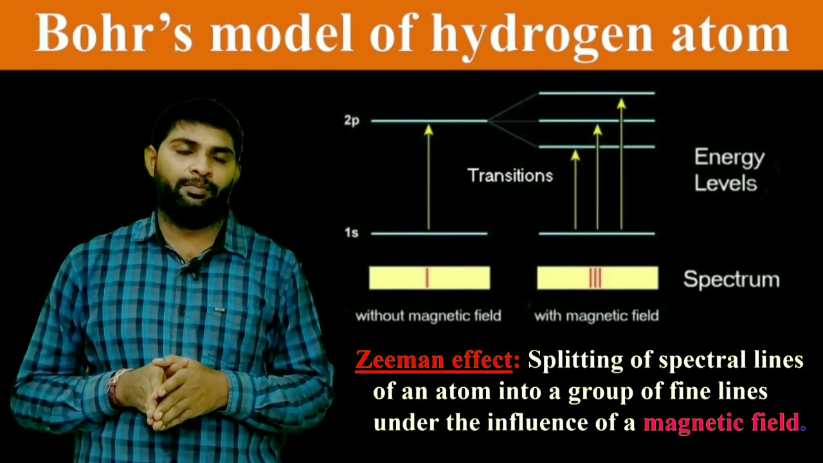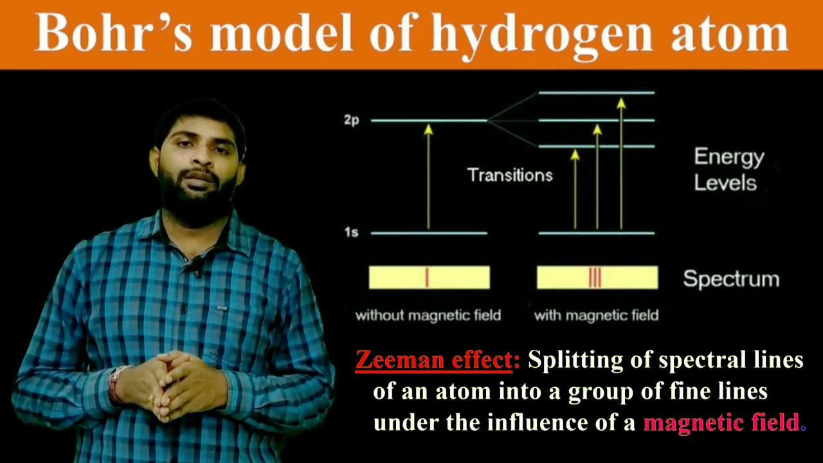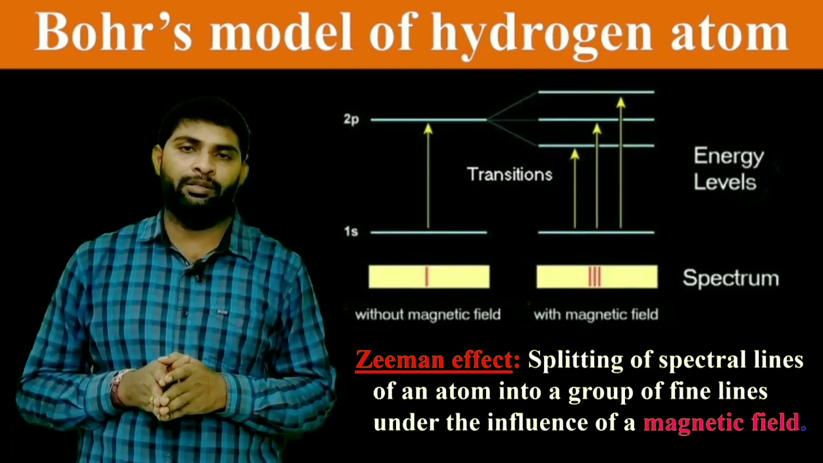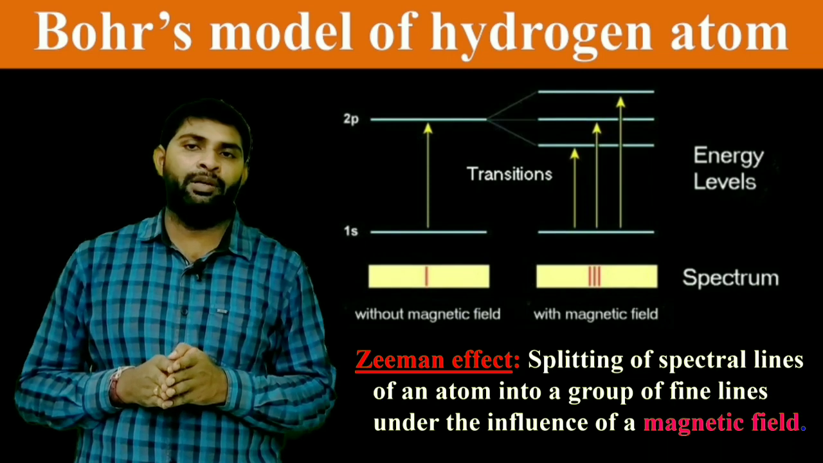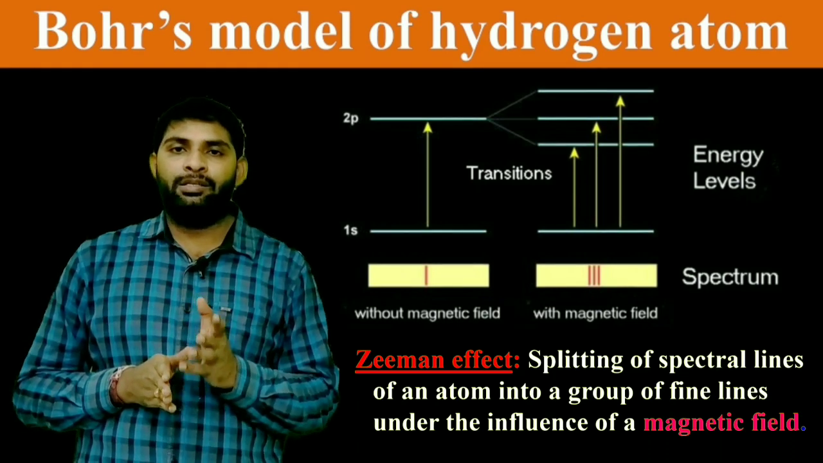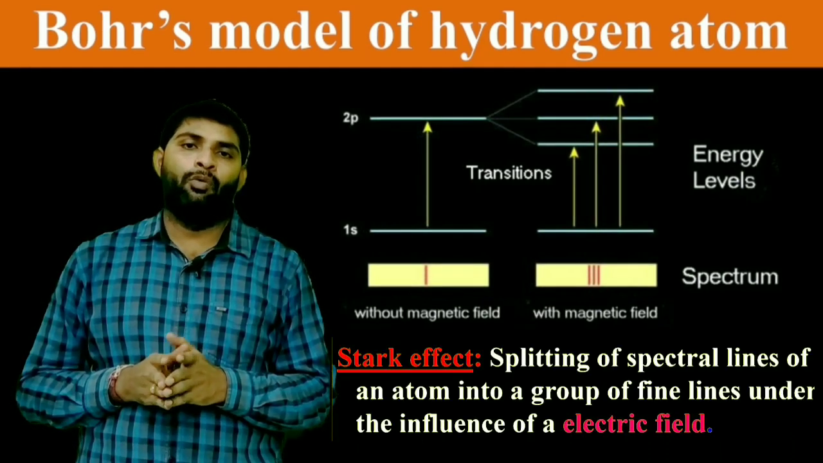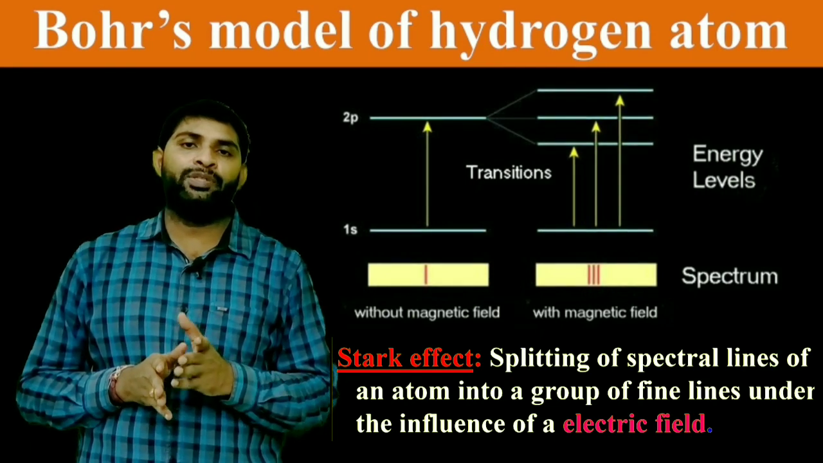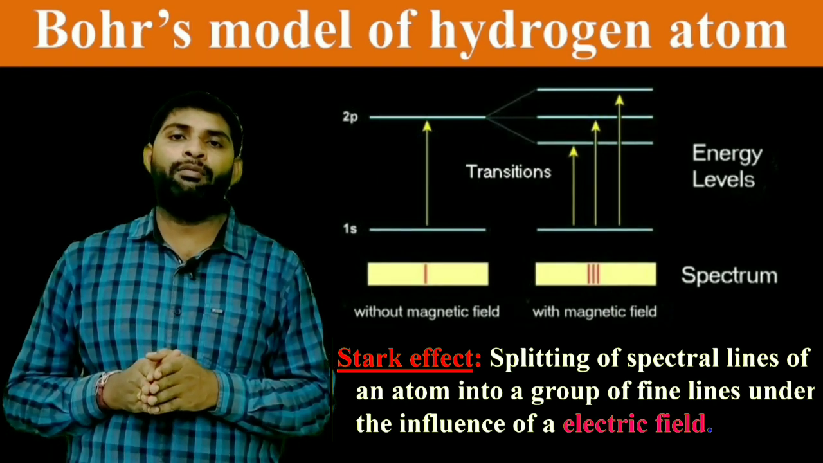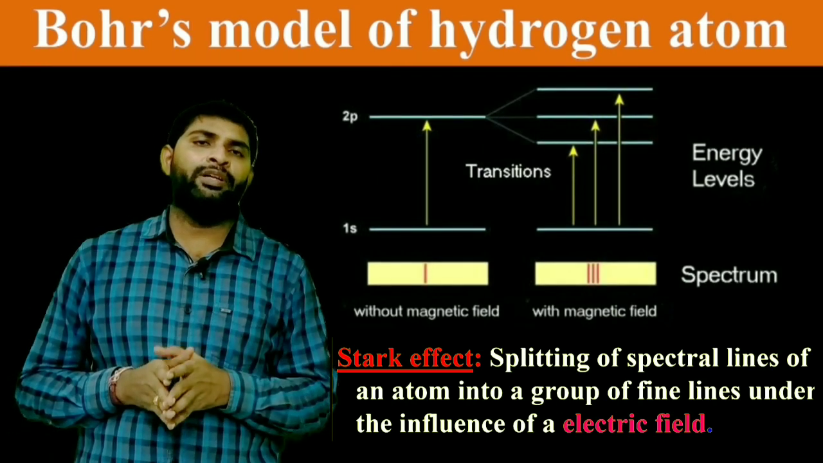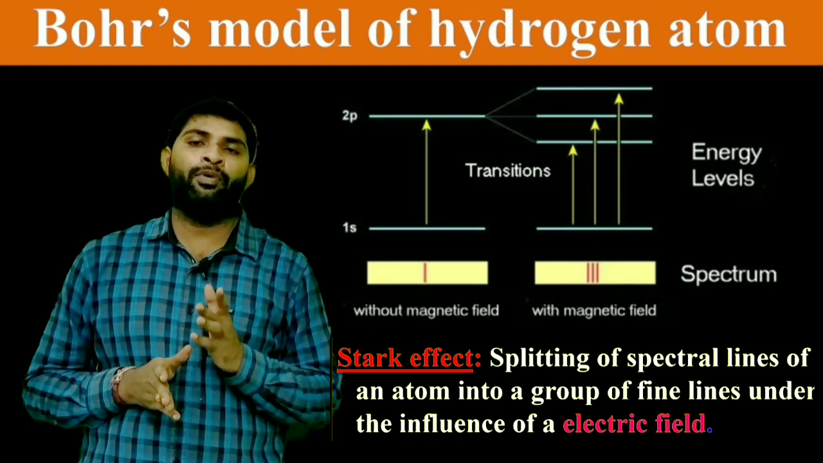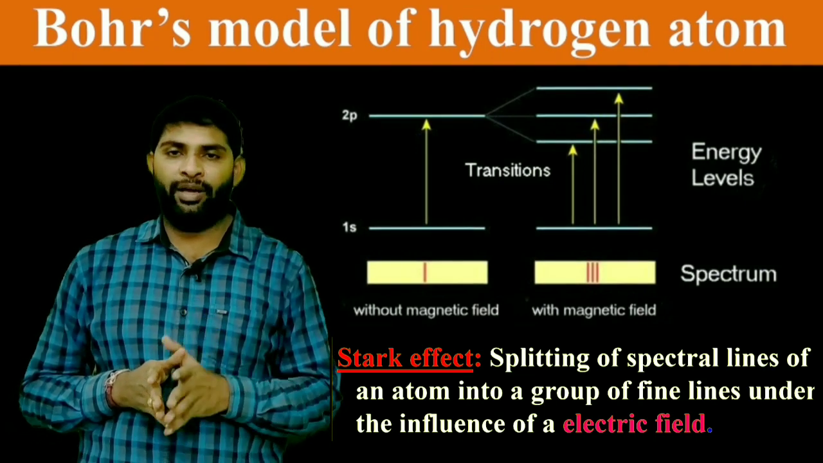So what is the Zeeman effect? Splitting of spectral lines of an atom into a group of fine lines under the influence of a magnetic field is called the Zeeman effect. What is the Stark effect? Splitting of spectral lines of an atom into a group of fine lines under the influence of an electric field is called the Stark effect.